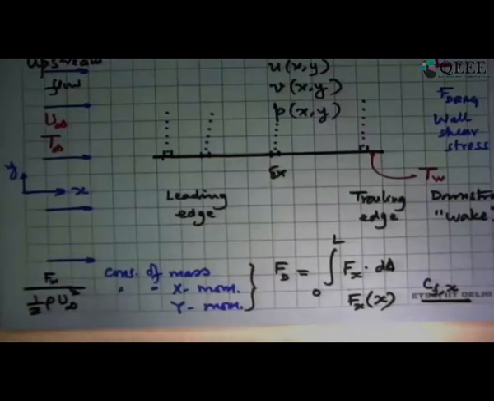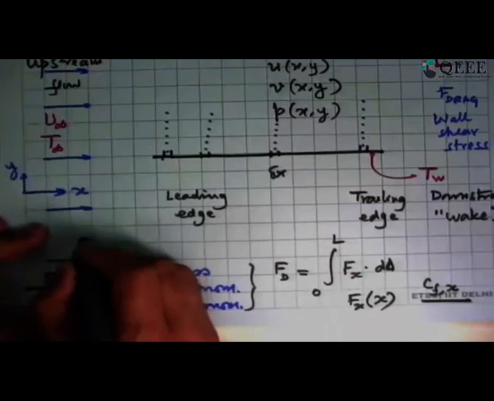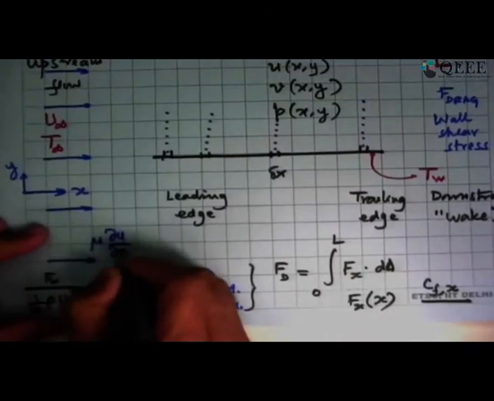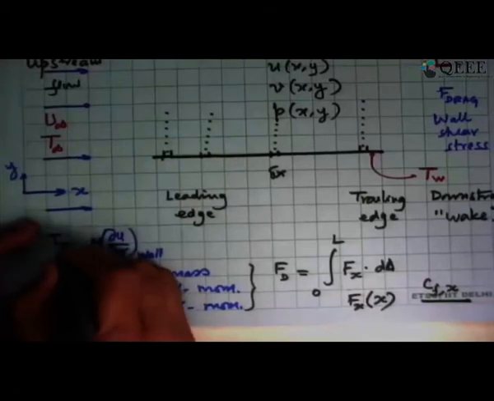And for that, what we do is we get this data and we realize that wall shear stress is mu du dy calculated at the wall or at the surface. This is tau xy or tau wall.